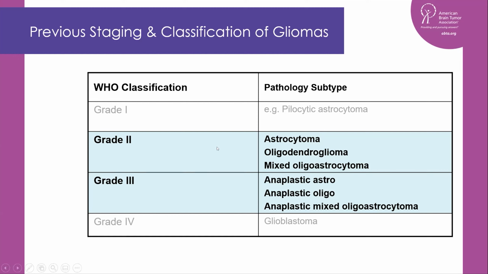And it can be a grade 2, which has certain features. And if it has more high-grade features, it becomes a grade 3. So this is sort of the range of tumors that we'll be discussing today. And of course, the glioblastomas, as I mentioned, are a completely different type of appearance under the microscope. So this used to be the classification.